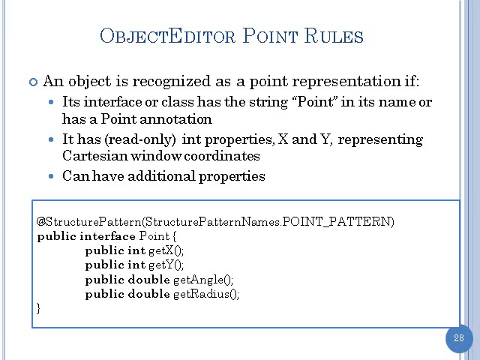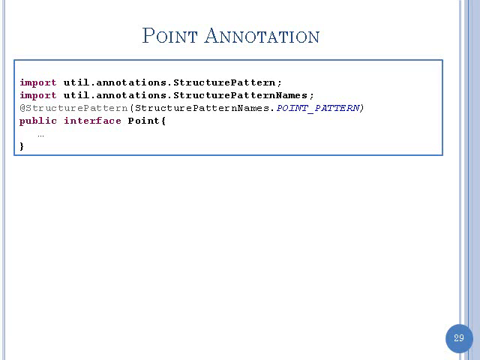And it can have additional properties. You can have angle, radius, that's fine. You're free to have those properties. If you have the X and Y properties, it'll display that as a point. Again, nothing very special about these rules, except that you have to have some rules, and these are the rules we follow. So that's my annotation here.